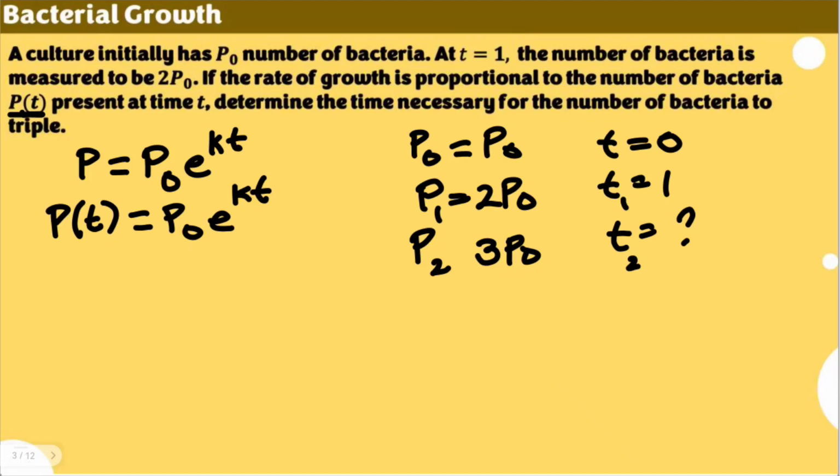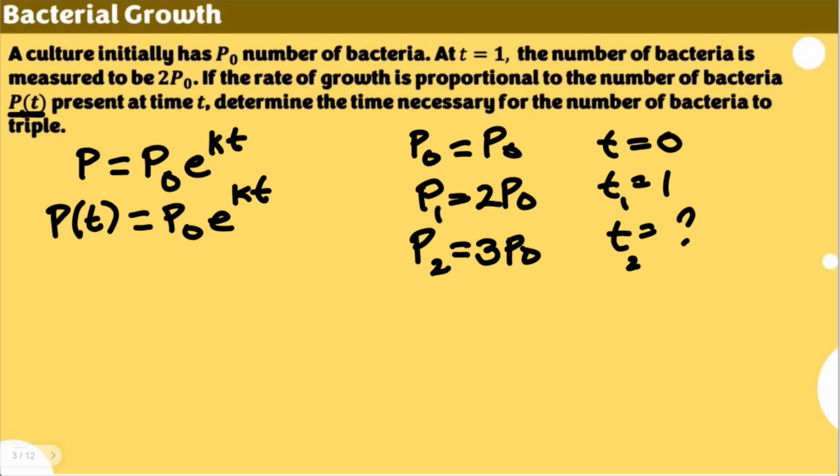Again, unlike the previous example where we are given 200 initial bacteria, then at 5 hours, if I'm correct, we have 800, and later on we solve for the time needed for the growth to become 5,000, this time it's expressed in this manner. Whatever your P sub 0 is, after t equal to 1 you will be doubling that, and we're going to identify the number of hours needed for it to be tripled.